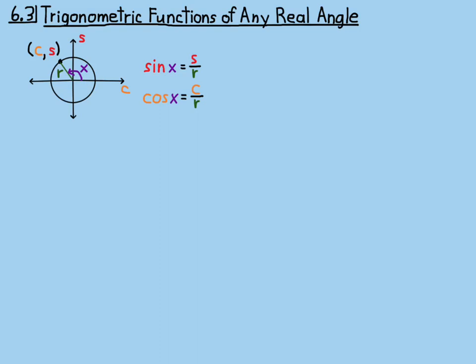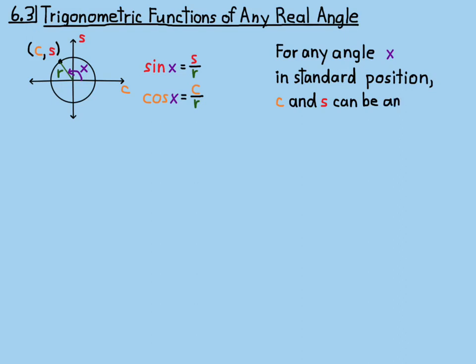Now whether sine x is positive or negative depends only on s, because r, the radius, is always positive. And same thing with cosine x. Whether it's positive or negative depends only on whether c is positive or negative. This is important to remember. Makes it easy to visualize when sine and cosine are positive or negative.